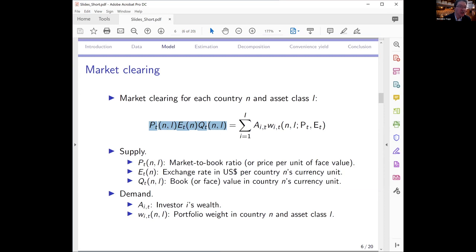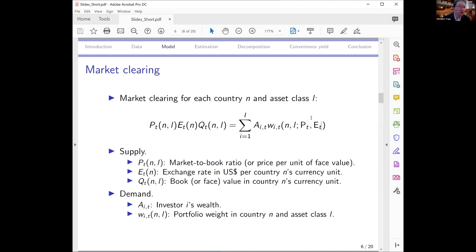The right-hand side is the demand. So in each country I, there's wealth A_I, and the portfolio share W_I is the share of country I's wealth that's allocated to UK long-term debt. And of course, portfolio choice depends on the vector of prices and exchange rates here.